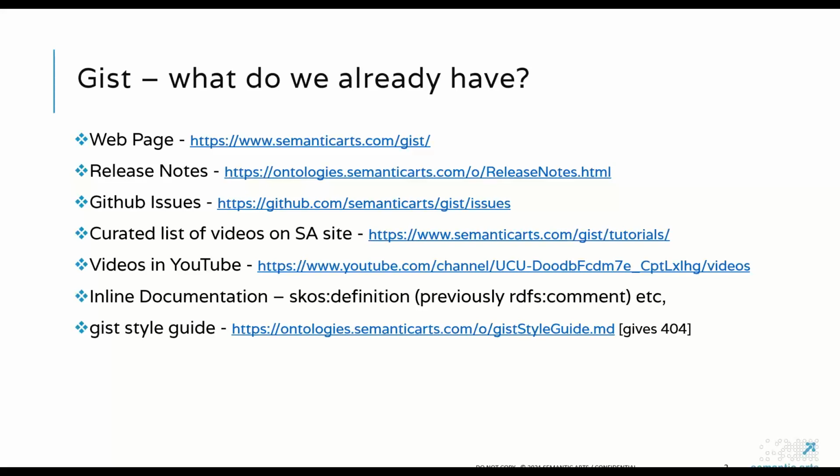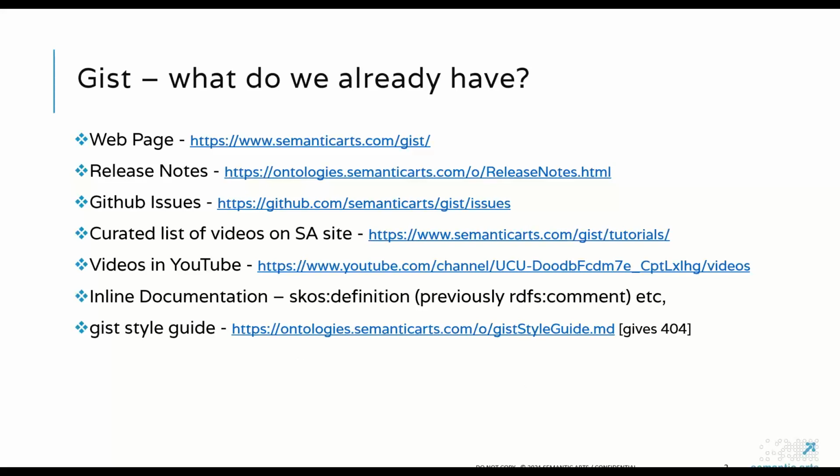Then when we take a look at the GIST ontology itself, there's a certain element of inline documentation. We previously had RDFS comment, and now there's SCOS definitions. And there is also the style guide. There may have been other things that I've missed here, but that's the main chunk of what we have that I would consider to be documentation.